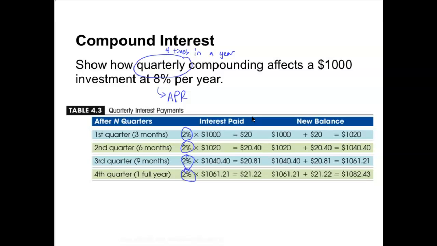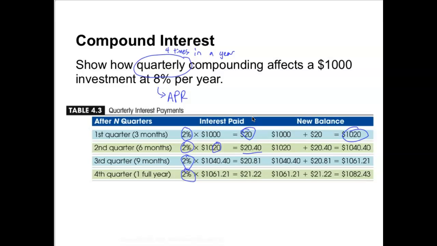And so if I take just a $1,000 investment and I do that, after the first quarter I collect 2%, so that's $20. 2% of 1,000 is 20. So now my new balance is $1,020. Then after the second quarter of the year I collect 2%, but now I'm collecting 2% of the $1,020, not just the 1,000. So that gives me a little bit more interest. That's $20.40. And you can continue on.